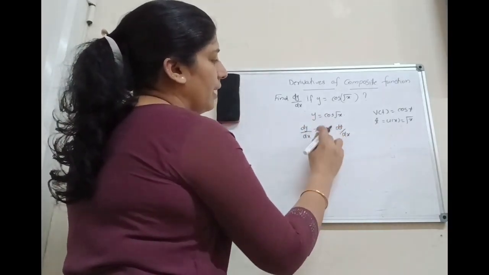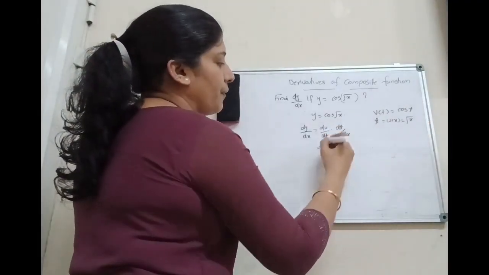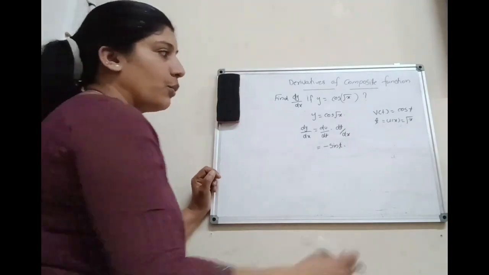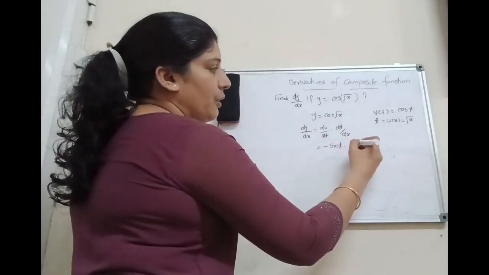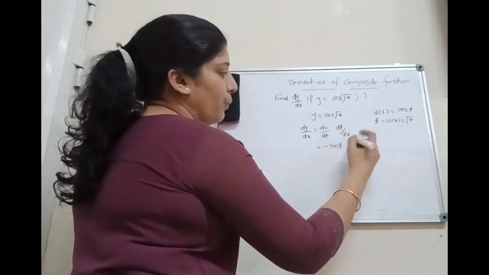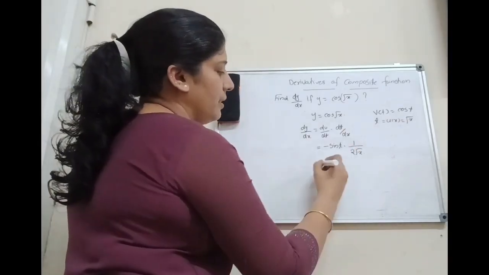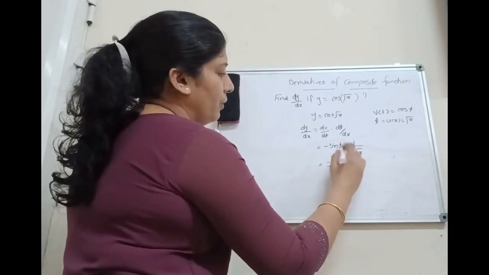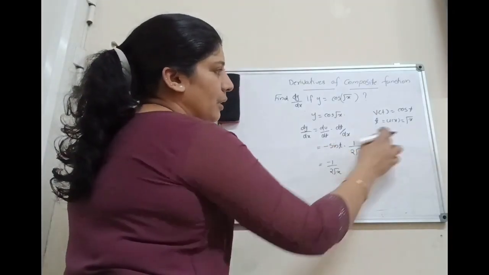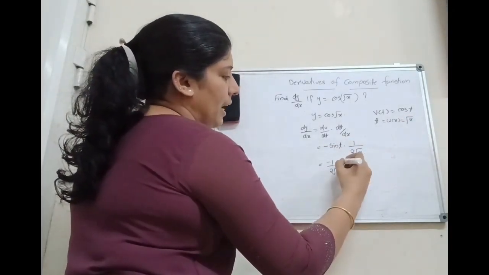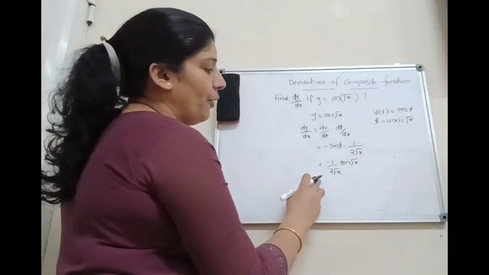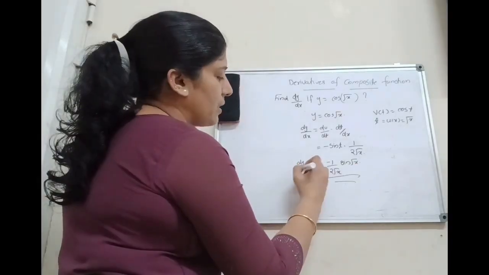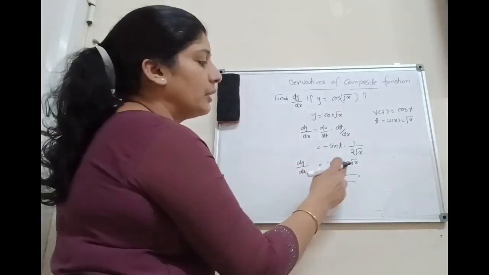Then substituting here v of t is cos t. Therefore, the derivative of cos t is minus sin t into dt by dx. Here t is root x. Therefore, the derivative of root x, that is d by dx of root x, is 1 by 2 root x. That is equal to minus of 1 by 2 root x into sin t. Here t is equal to root x, therefore we can replace t, that is sin of root x. It is equal to minus 1 by 2 root x into sin root x. Therefore, dy by dx equal to minus 1 by 2 root x into sin root x.